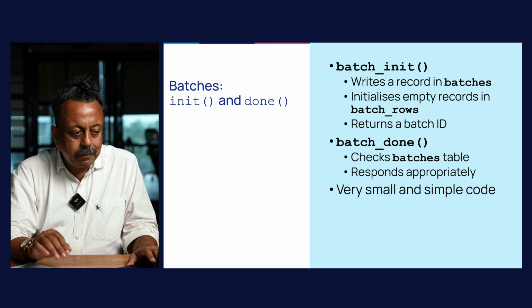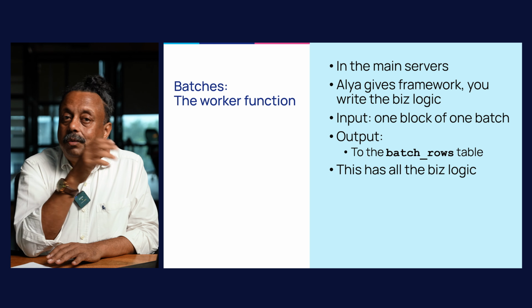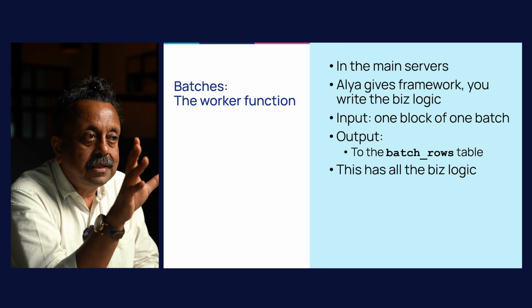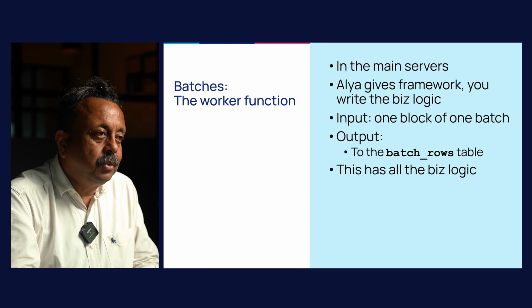We'll look at that now. The worker function. The worker function actually processes one record at a time from the batch rows table. So the real hard work is done by the worker function.